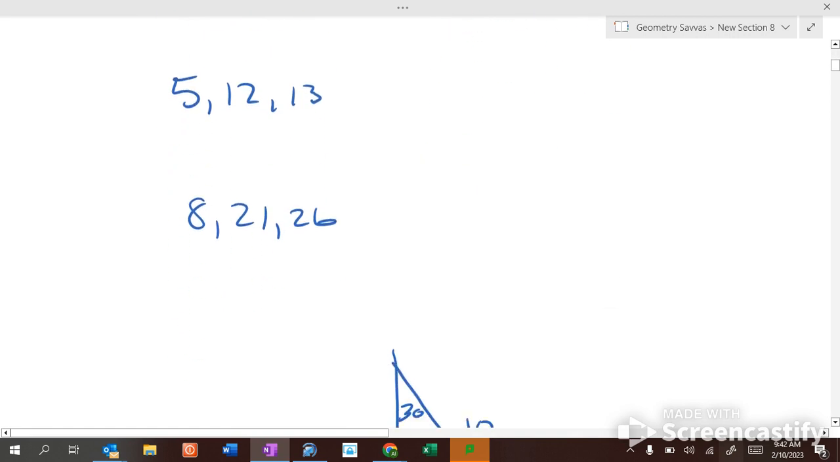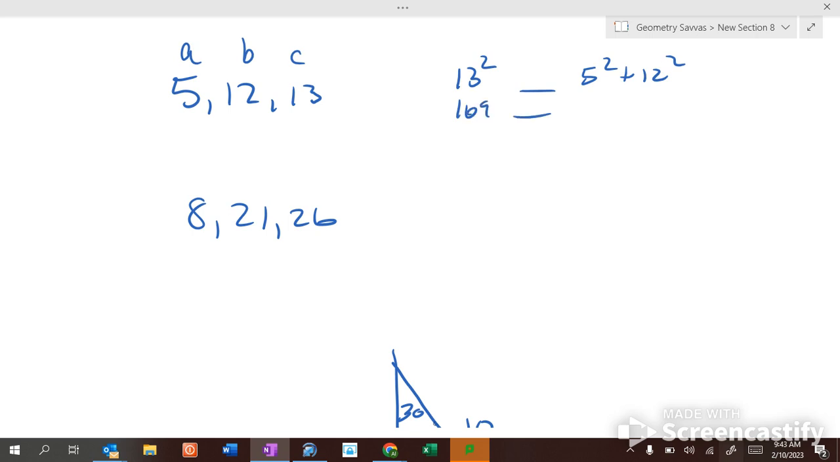Then on the test, we'll have a couple of problems where you have to figure out if they're right triangles or not. How do we figure out if they're right triangles or not? Well, you make this A, make this B, make this C. Always make sure the longest side is C. Is 13 squared equal to 5 squared plus 12 squared? Is 169 the same as 25 plus 144? These are equal, so yes, it is a right triangle.